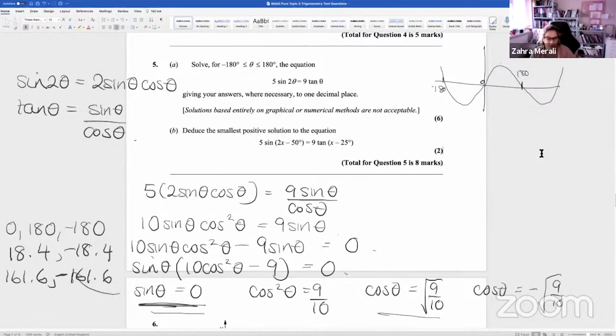So that's quite a lot, but the bit that a lot of students get wrong is eliminating the sine theta. You can't just cancel it out without considering it to be a solution.